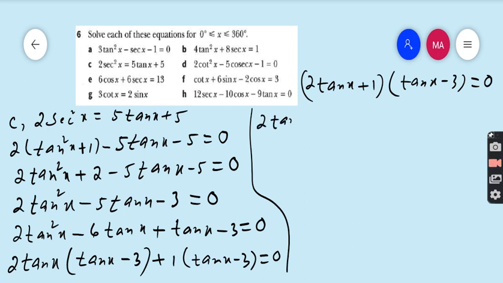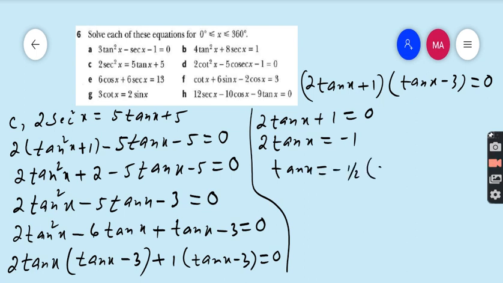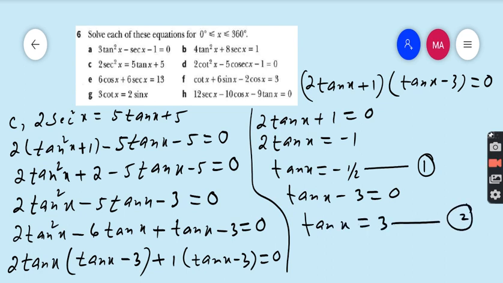Taking 2 tan x plus 1 is equals to 0. This implies that 2 tan x is equals to minus 1. Tan x is equals to minus 1 upon 2. So assign the name of this equation as equation number 1. And now tan x minus 3 is equals to 0. Tan x is equals to 3. Assign the name of equation number 2.